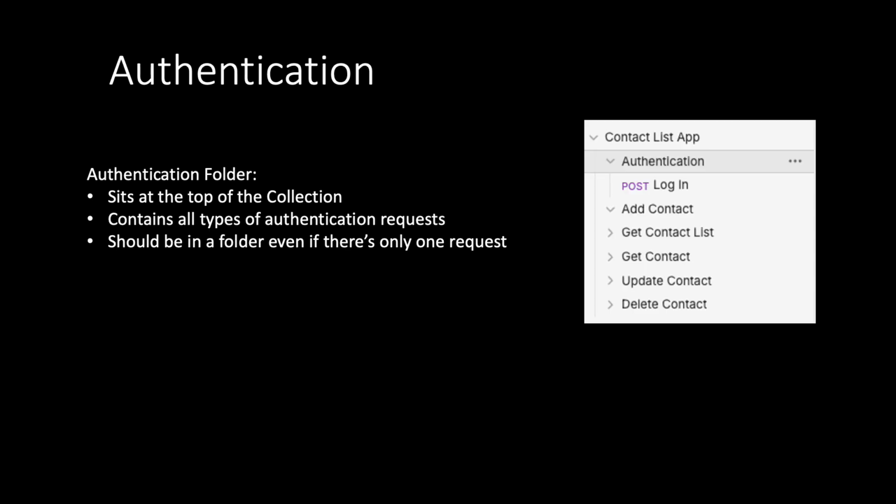How should you organize your API tests? I recommend starting with an authentication folder. This folder sits at the top of the collection. It contains all types of authentication requests, and it should be in a folder even if there's only one request. This keeps the authentication folder at the top of the collection.